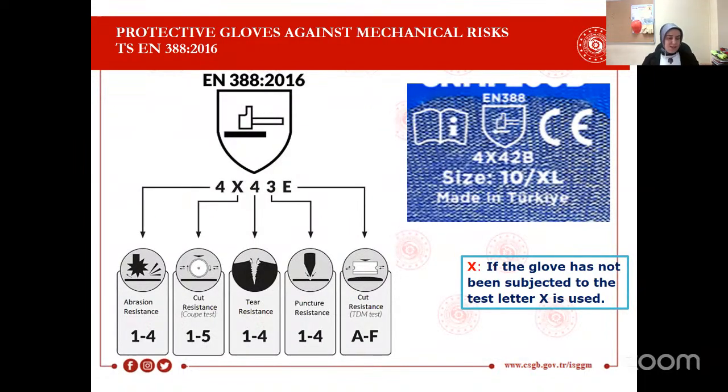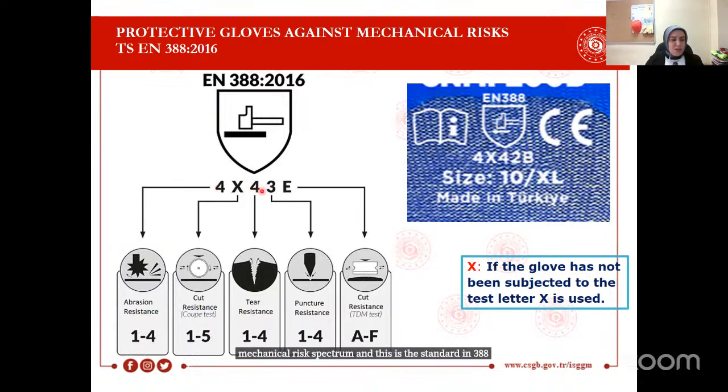Now we start gloves against specific risks. We start with gloves against mechanical risks. Gloves against mechanical risks are the most common products that we inspect on the market. We see the pictogram here. This is the mechanical risk pictogram, and this is the standard EN 388.